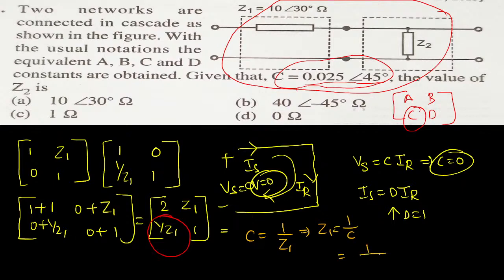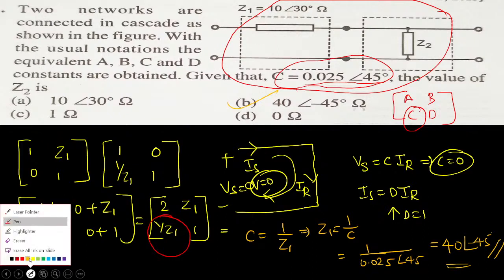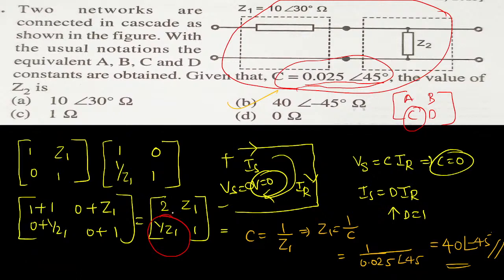What is the value of C? It is 1 divided by 0.025 at an angle of 45 degrees. Take that 45 up to the numerator side. 1 divided by 0.025 will become 40 at an angle of minus 45 degrees. So the simplest answer for this question is option C, 40 at an angle of minus 45 degrees. Okay, so that is how you have to crack this. In the exam the question will always be easy, but what they do is make the network look complicated to scare you.